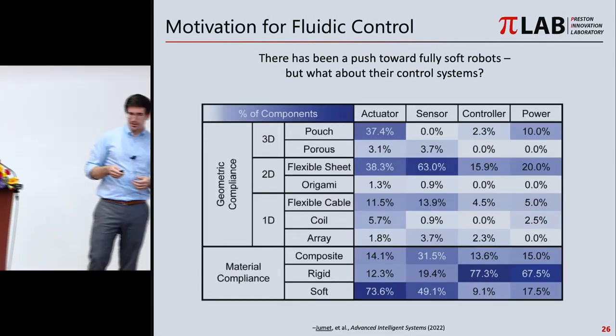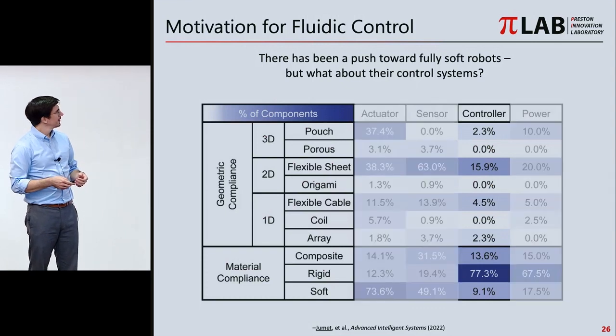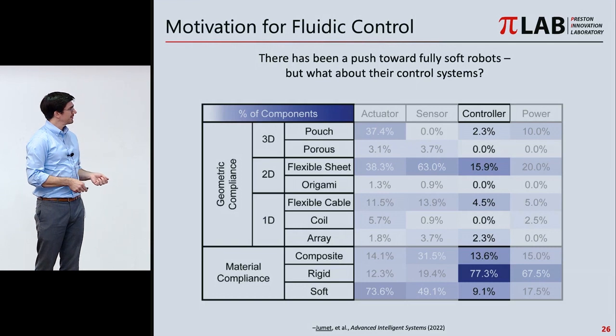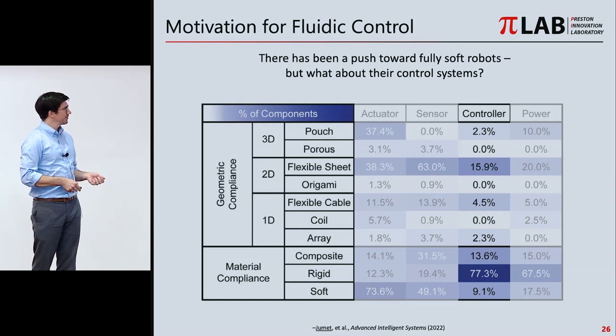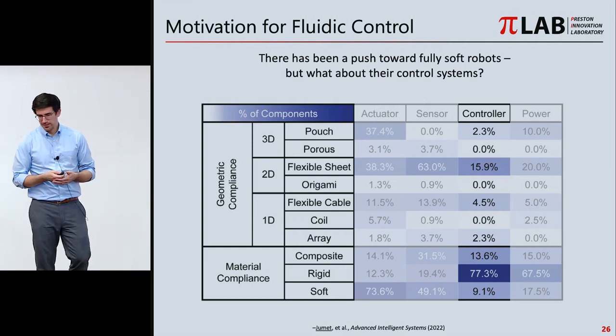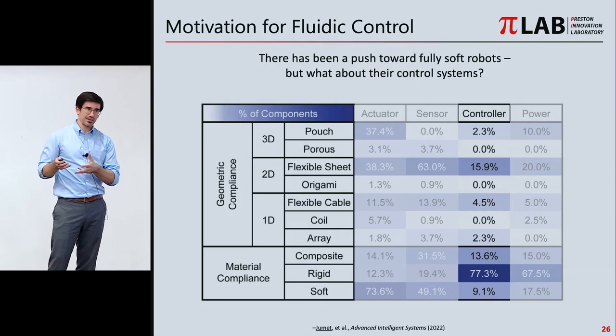And then if we look now at the type of materials that are being used, and focus specifically on controllers, what we see in this dark blue box down here is that the vast majority of controllers are also still rigid in nature. So think about rigid electronic controllers, things like these circuit boards and other elements that really kind of defeat the purpose in a lot of applications of moving towards these fully soft robots.